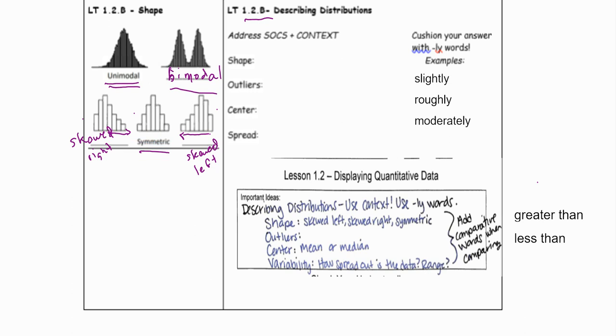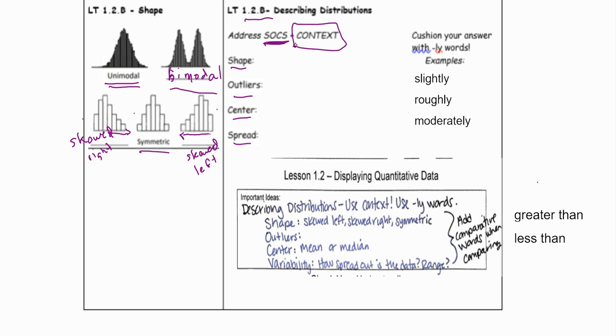Now, we also want to describe distributions using different words. This is the key thing: when you describe a distribution, we always remember S.O.C.S., as many AP teachers call it, which stands for shape, outliers, center, and spread. The key thing whenever you're describing a distribution is you need to remember context. As I tell my students, the numbers mean something, and you have to tell me what it means. So do not be general. Use the context in the problem to describe what is happening.